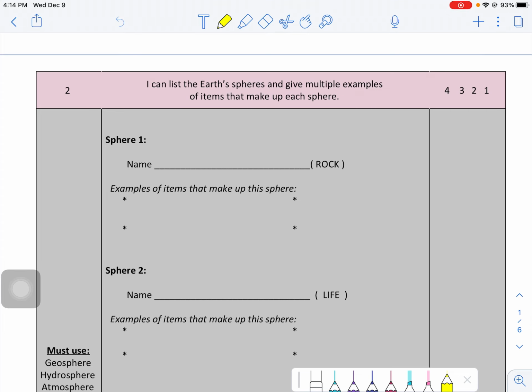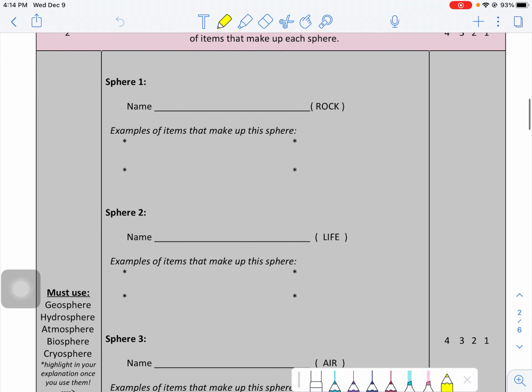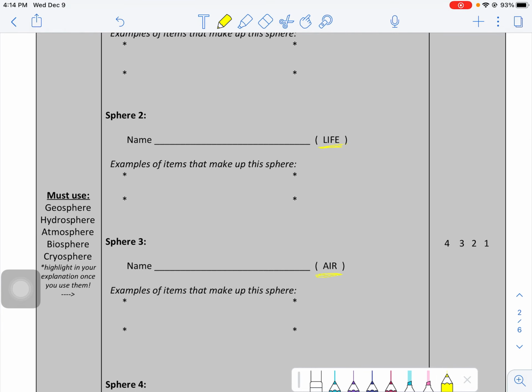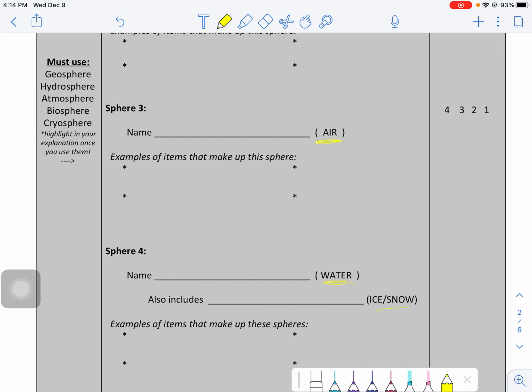So I gave you a little guidance here. What I gave you was the keywords. So you should be able to match those keywords to the correct sphere being described there. And then also get back in there and come up with a list of examples for each one. And again, you can see there's bullet points there for you. So we're looking for at least 4 examples for each sphere, but you can always go above and beyond.